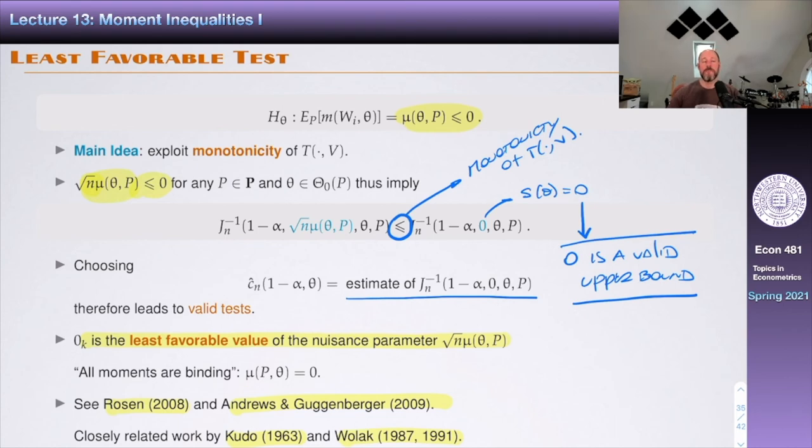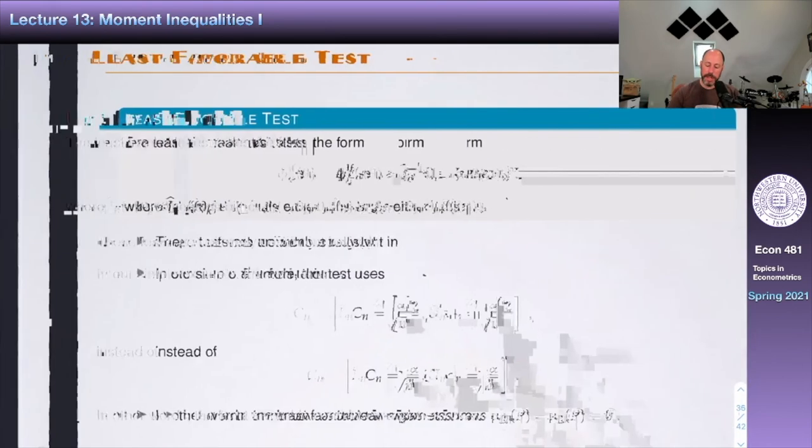Okay, it's the simplest one. The problem with this is that, well, let me just present the result. Least favorable test, then here, least favorable.